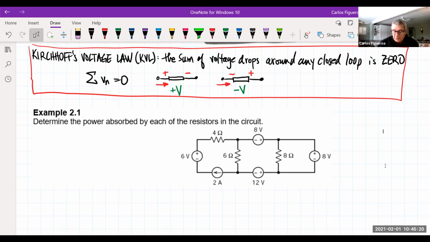So the first thing I'm going to do is count the number of nodes, right? Because that's what we really want to do here. Okay? Question.